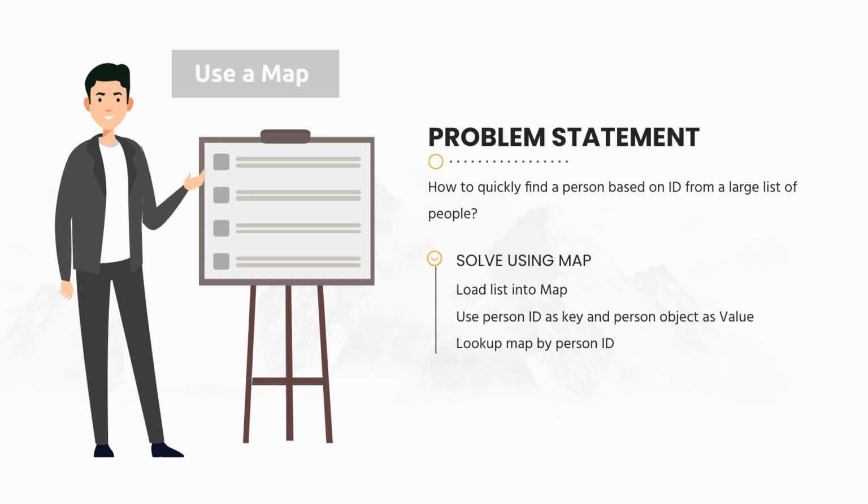How do we quickly find a person based on ID from a large list of people? This problem can easily be solved using a map data structure. A hash map is a data structure that allows for speedy lookup times and data retrieval. If we load the list of people into a map, for example, a hash map with person ID as key and person object as value, we can easily retrieve the corresponding person object from the hash map by using the person's ID as lookup key.